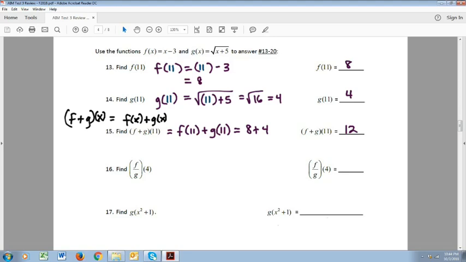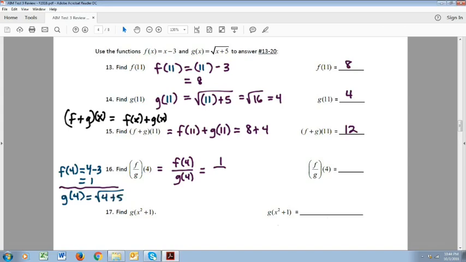(f divided by g) of 4 means f of 4 divided by g of 4. Again, if there was an x in there, it would have been f of x divided by g of x. So f of 4, we can figure out what that is. We plug 4 into the f function. 4 minus 3, we get 1. So f of 4 is 1. To find g of 4, we use the g function and plug in 4. We're going to get the square root of 4 plus 5. And that's the square root of 9, which is 3. So we're going to get 1/3 here, and so that's my answer on that one.